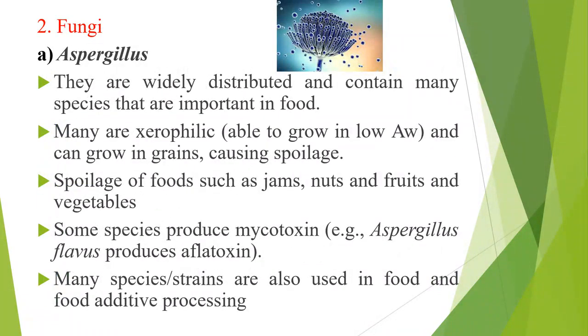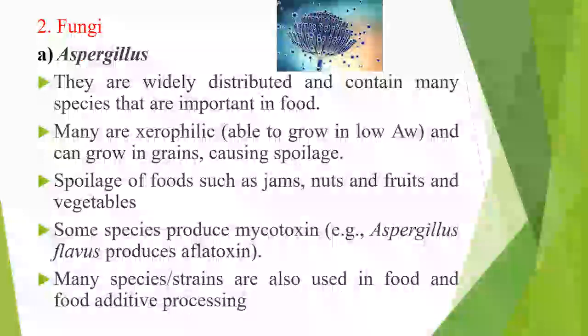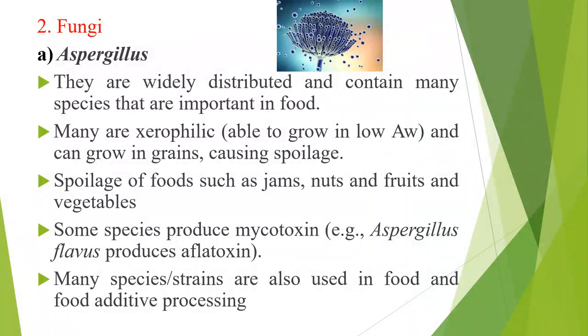Then coming to the major food associated fungi, the first one is Aspergillus. They are widely distributed and contain many species that are important in food. Many of them are xerophilic, that is, they are able to grow in low water activity and can even grow in grains and lead to the spoilage of such food items. The spoilage of food such as jams, nuts, fruits, and vegetables is also mainly caused by Aspergillus species, and some species produce a fungus-produced toxin, the mycotoxin. An example is aflatoxin, which is produced by Aspergillus flavus, and many species or strains of Aspergillus are also used in food and food additive processing.